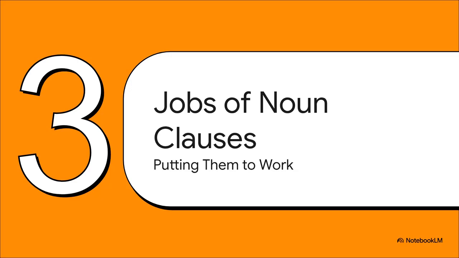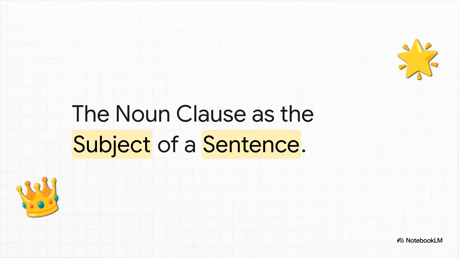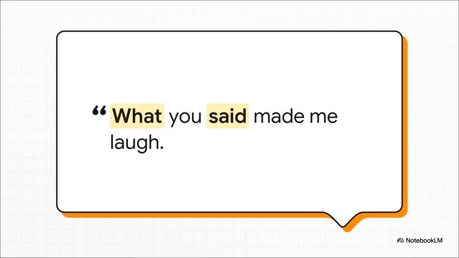Okay, so we know how to spot them, but what do they really do? Well, noun clauses are incredibly versatile. They can do a bunch of different jobs inside a sentence. Let's put them to work. The first and maybe the most important job a noun can have is being the subject of a sentence. The main character. And a noun clause can absolutely do this too. In this sentence, just ask yourself, what was it that made me laugh? It wasn't a single thing. It was the entire idea of what you said. That whole clause is the subject of the verb "made." It's the star of the show.